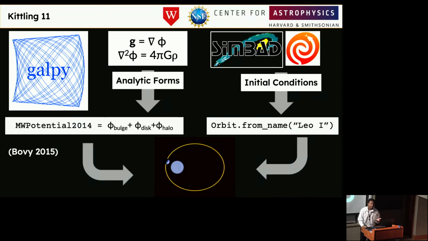If you want the details on how it defines the Milky Way potential, you can go to Bovy 2015. But the most important part about that is it's normalized such that the sun is 8 kiloparsecs away from the center of the Milky Way and is traveling at a circular velocity of 220 kilometers per second.